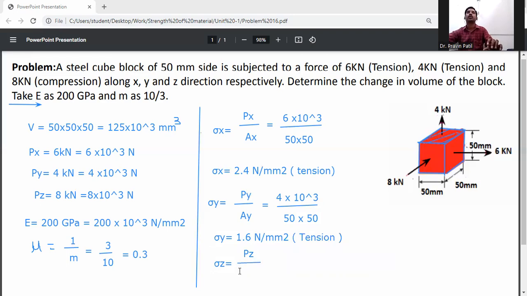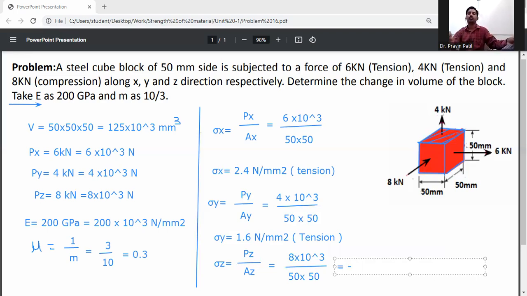Pz divided by A is equal to... Pz is the compression force, 8 into 10 raised to the power 3, divided by the area, 50 into 50. This will be the stress in z direction. So 8 into 10 raised to the power 3 divided by 50 into 50.